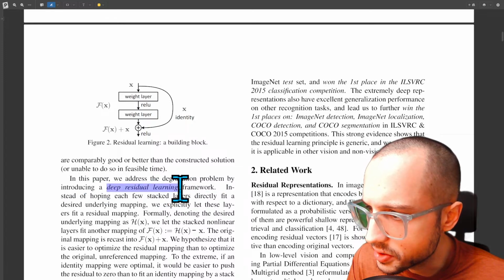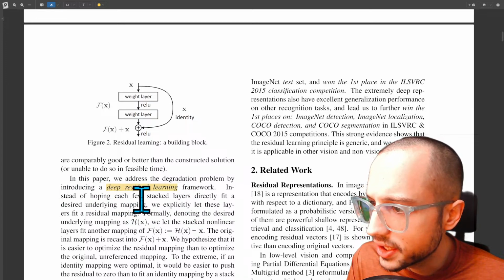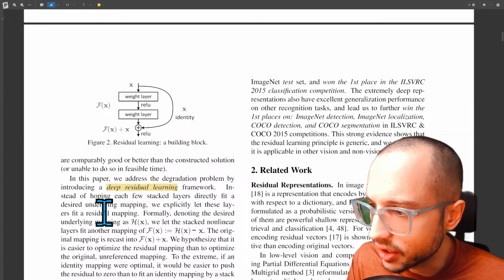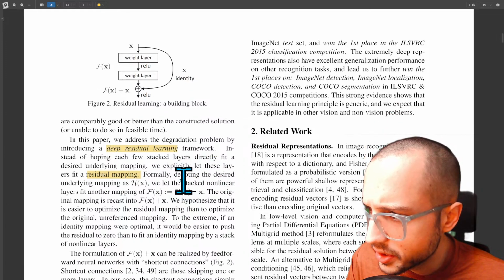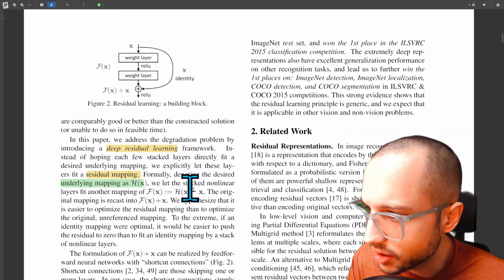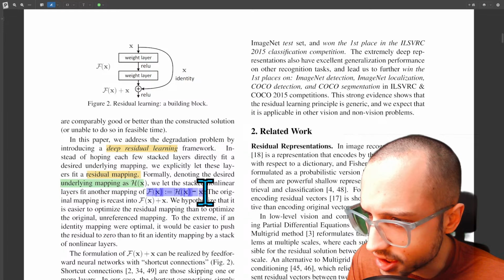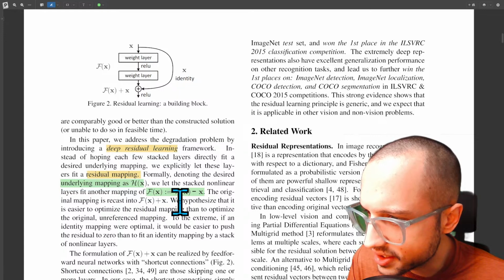Okay, here they finally introduce it, the deep residual learning. Instead of hoping each few stacked layers directly fit a desired underlying mapping, we explicitly let these layers fit a residual mapping. So this is where the word residual comes from. Denoting the desired underlying mapping as H of x, we let the stacked nonlinear layers fit another mapping of F of x, which is just H of x minus x. The original mapping is recast into F of x plus x.